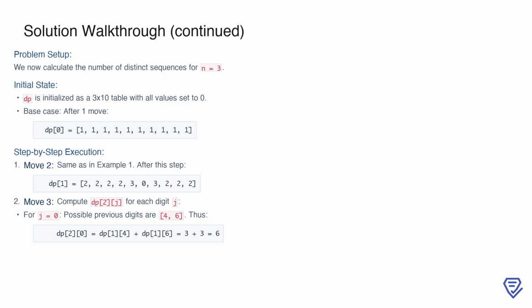For instance, when j equals 0, the knight could have come from digits 4 or 6. Using the values from dp[1], dp[2][0] is calculated as dp[1][4] plus dp[1][6], which equals 3 plus 3, resulting in 6.